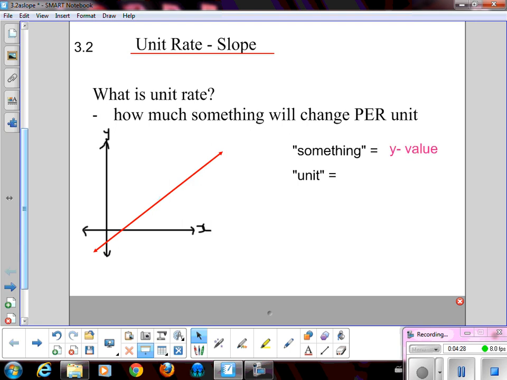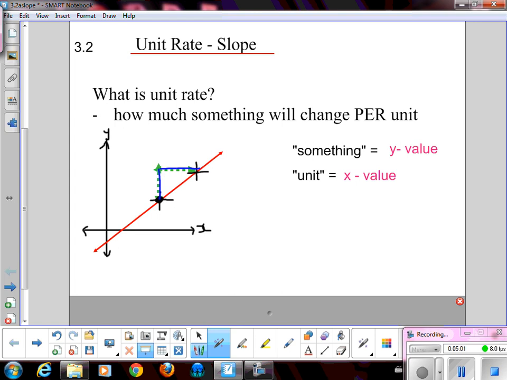Okay, so we're considering the y value, and the unit is our x value. So we're comparing y's with x's. If we look at a Cartesian plane, with our x and y axes, what we're concerned about has to do with the slope. So we're concerned about the change between the y's with the x's.